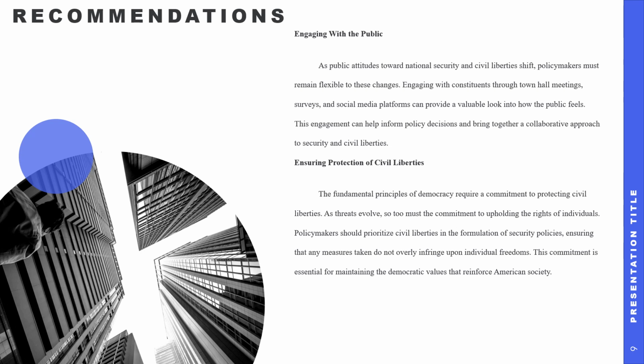Second, ensuring protection of civil liberties. The fundamental principles of democracy require a commitment to protecting civil liberties. As threats evolve, so too must the commitment to upholding the rights of individuals. Policymakers should prioritize civil liberties in the formulation of security policies, ensuring that any measures taken do not overly infringe upon individual freedoms. This commitment is essential for maintaining the democratic values that reinforce American society.